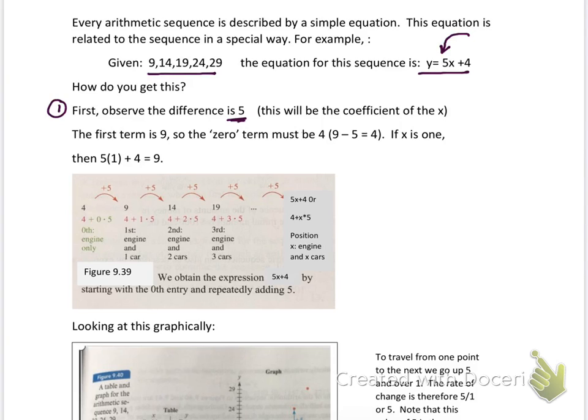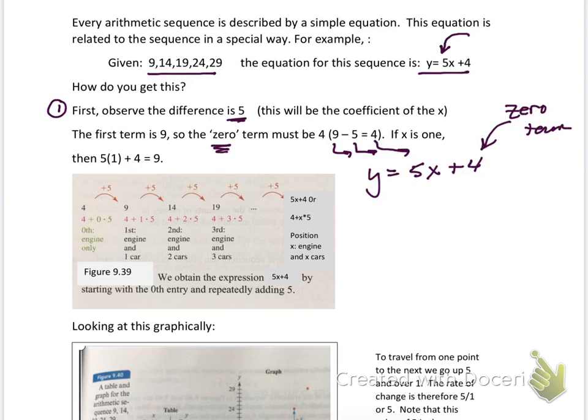The first term is 9. We need to find the term before that, which we're going to call the 0 term. So the 0 term must be 4. Now, how did I get that? Take your first term, subtract the common difference, and now you get the 0 term. So 4 is where this begins. So if x is 1, is this going to fit my pattern? So I have 5x plus 4. That 4 is the 0 term.